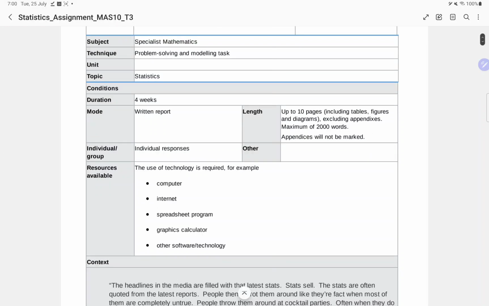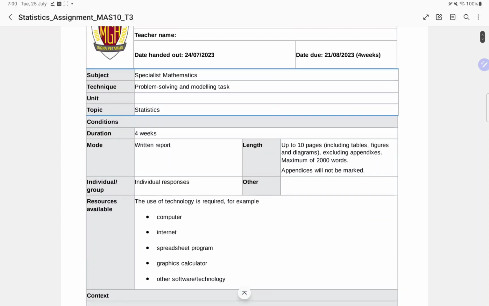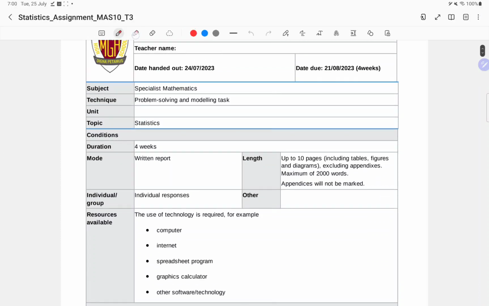And that guy, I'm actually teaching him at the moment. He's in year 12, finishing specialist math. He's also doing methods and specialist in year 11. Anyway, let's go through this assignment here.